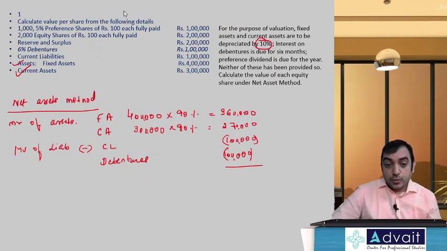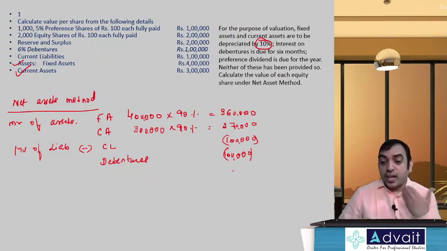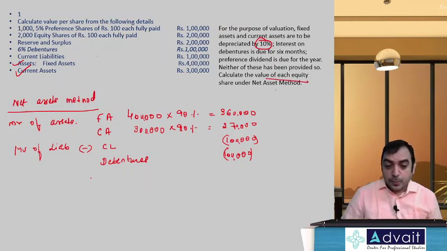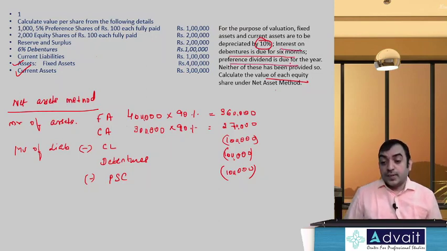And they also said one more thing. Preference capital is also there, because we are computing the value per equity share. So we have to subtract preference share capital also, 1 lakh. And not only preference share capital, they also said interest on debentures is due for 6 months, and preference share dividend is due for the year. So both we have to subtract.